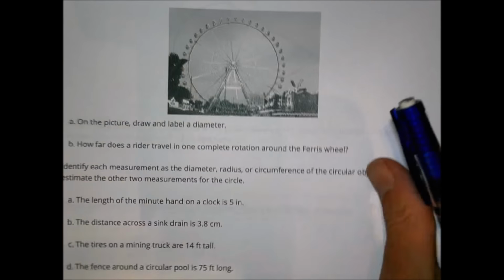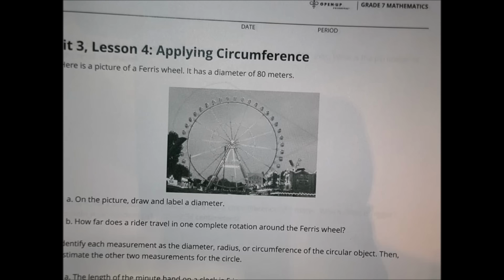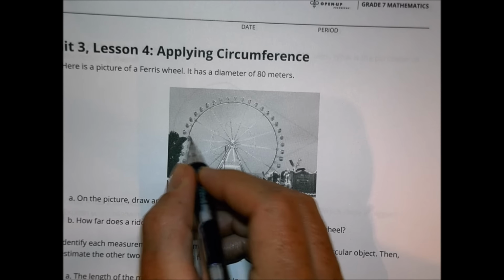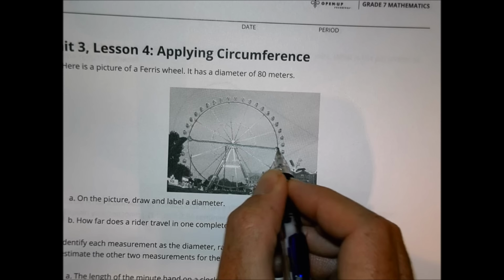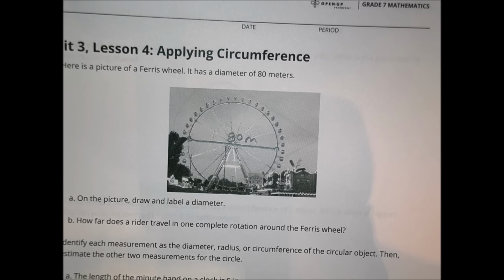Alright, so here's a picture of a Ferris wheel. It has a diameter of 80 meters. Okay, on the picture, draw and label diameter. So we can go from here, straight across to here, and we can call that 80 meters, and there is our diameter. How far does a rider travel in one complete rotation around the Ferris wheel?